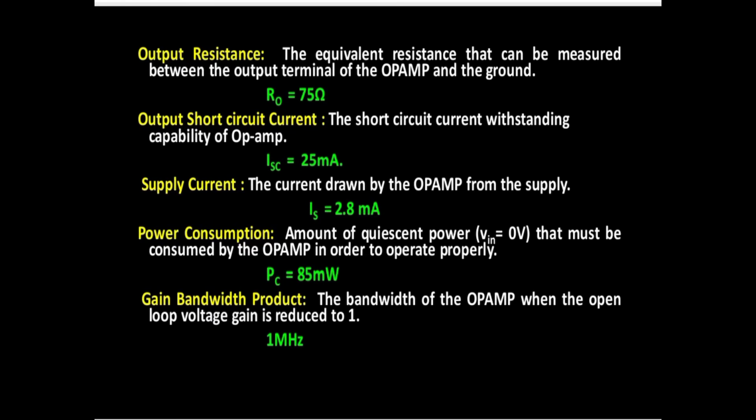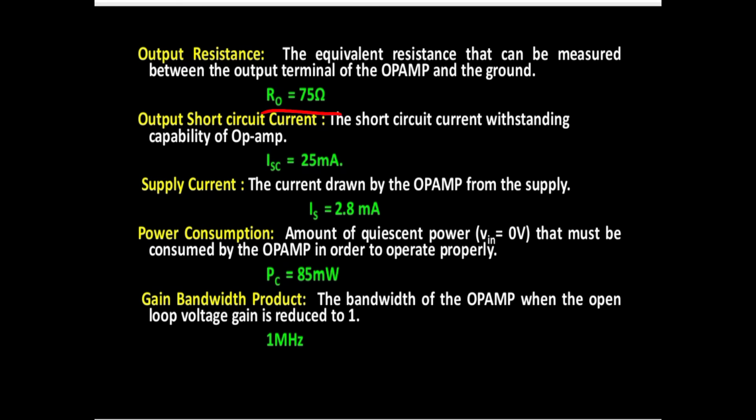Now coming to output resistance. In the previous slide we already discussed input resistance. Output resistance is the equivalent resistance that can be measured between the output terminal of the op amp and the ground. That resistance is known as output resistance, and it is approximately equal to 75 ohms.